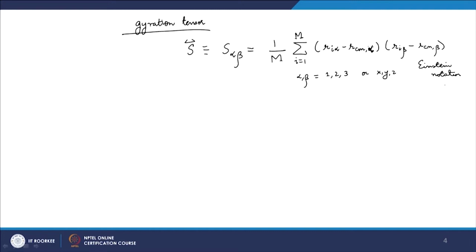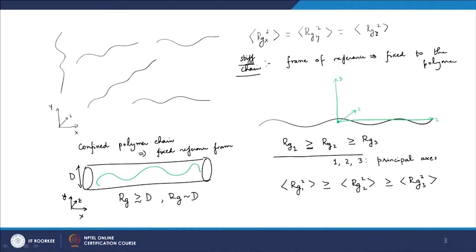Now, irrespective of what reference frame I started with, if I look at this particular matrix and I compute the eigenvalues, it always gives me the Rg along the principal axes of deformation. Okay. So, these can be thought of as eigenvalues.